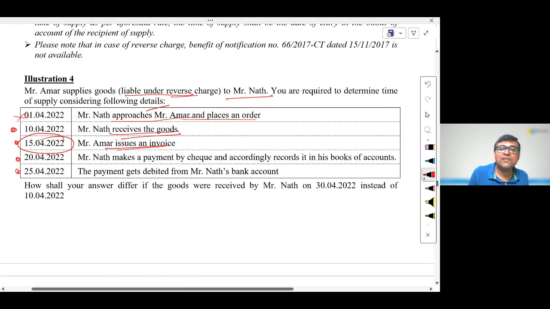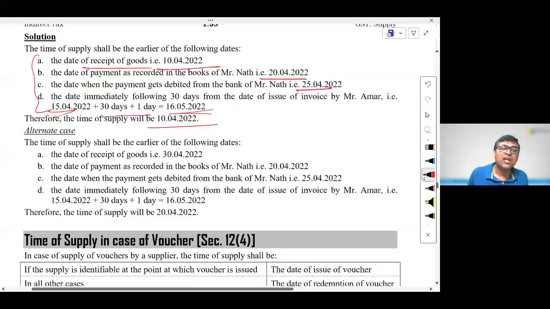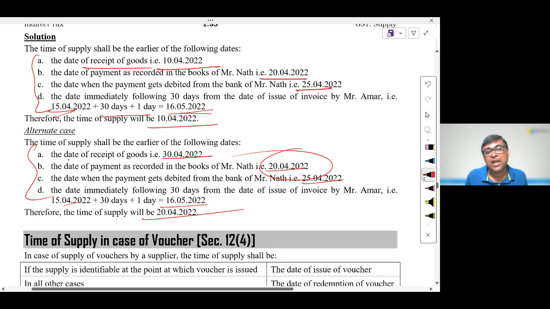How shall your answer differ if the goods were received by Mr. Nath on 30th April 2022 instead of 10th April? So what happens in that situation? The date of receipt of goods would be 30th April. The 20th April, that is the payment date in your books of accounts, remains the same. 25th April, the date on which the amount is debited from your bank, remains the same. 31 days from the date of invoice, that is 16th May 2022, remains the same. Whichever is earliest, 20th April would be considered as the date or time of supply.